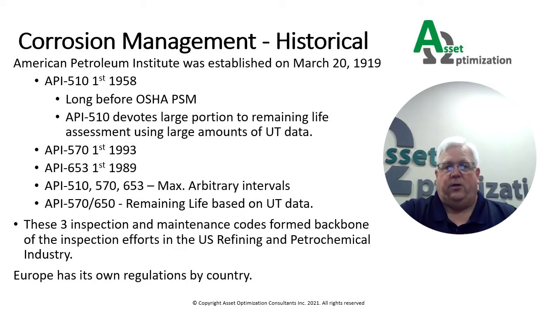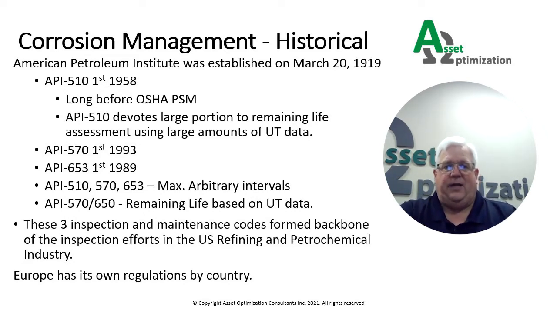The American Petroleum Institute was established in 1919. Three codes, which are currently used and have been used for a long time in corrosion management, are API 510, first edition coming out in 1958, API 570, first edition coming out in 1993, and API 653, first edition coming out in 1989. API 510, as an example, devotes a large portion of its standard to remaining life assessment using large amounts of UT. Obviously, 1958 was way before OSHA process safety management came into being.